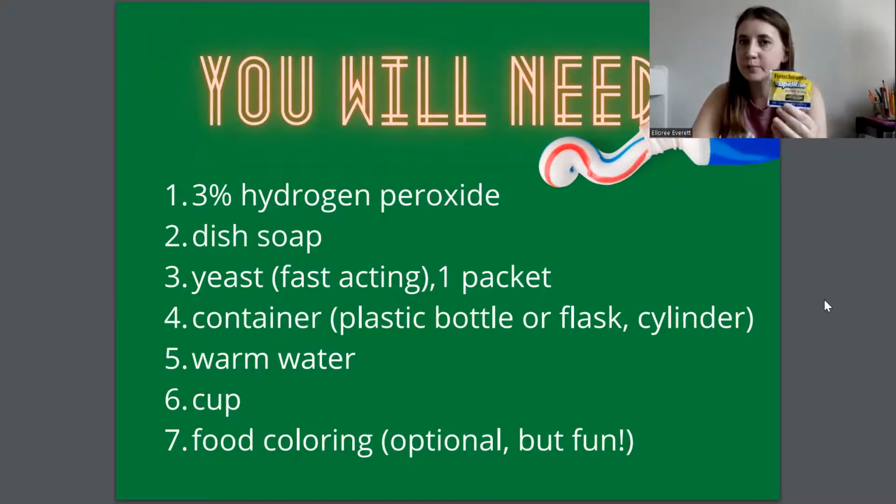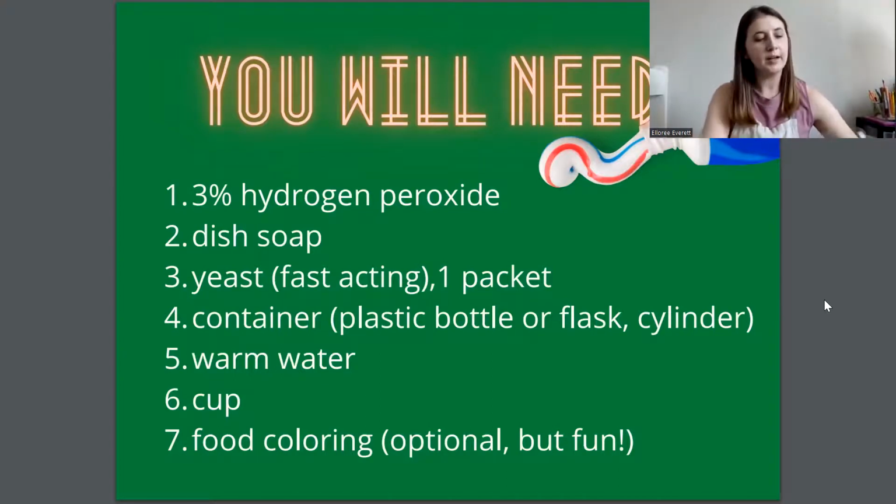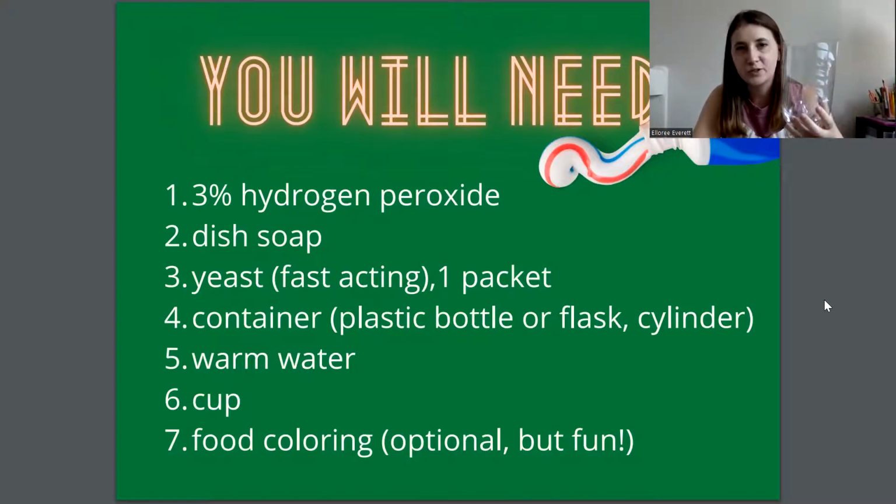You do need one packet of yeast. The fast-acting rapid rise yeast is best. They typically come in packets of 3, but you can just buy those at the grocery store. Maybe you have them in your cabinets in the kitchen. Now, you do need a container to actually do all of this in. So if you have your science kits, if you have an Erlenmeyer flask in there or graduated cylinder or beaker, those are all perfect. If you don't have your kit or you don't want to make your stuff messy just yet, I understand. You can also just use a plastic bottle. So I grabbed one of those 2-liter bottles of soda and just cut the top off. It's easier if you don't have to squeeze it in a little narrow top. So I do recommend doing that.